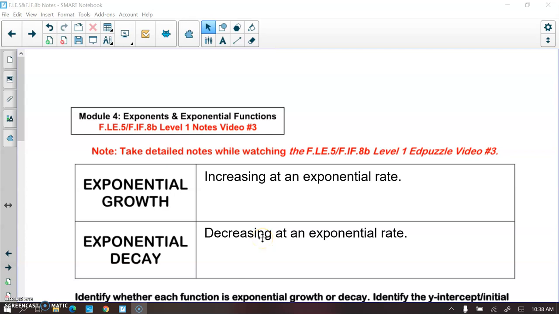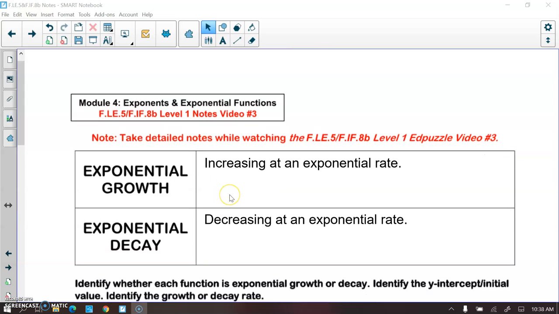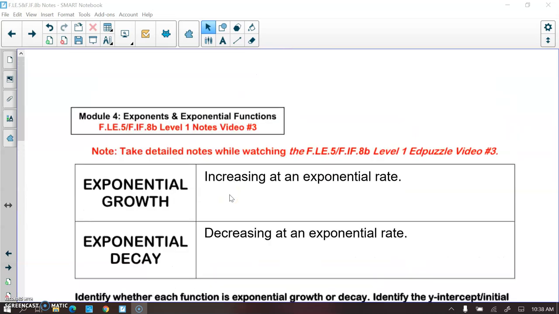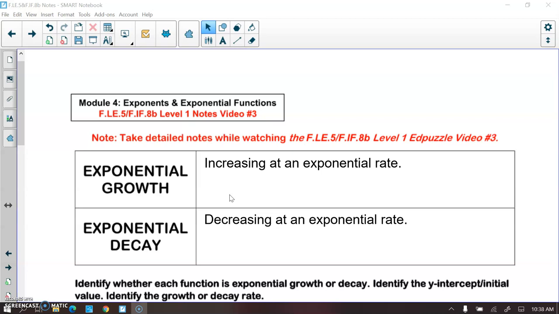All right, so now we're going to be talking strictly about just exponential functions. We're going to be talking about exponential growth and decay. Now, we use exponential growth and decay when we are increasing or decreasing by a percentage. So it may not be like, oh, I have a population of rabbits and they are doubling every year. That would not be exponential growth or decay.